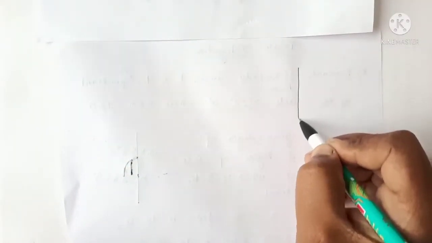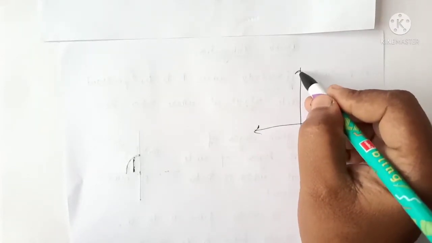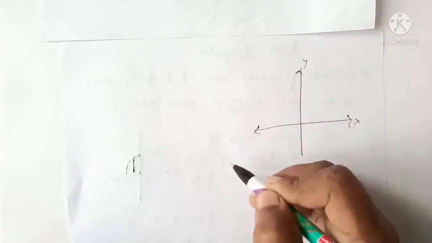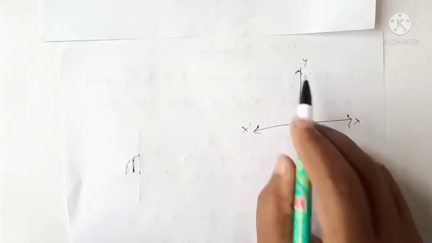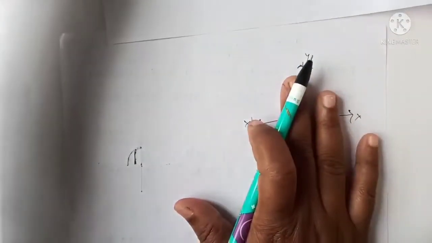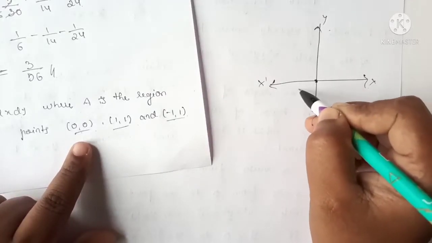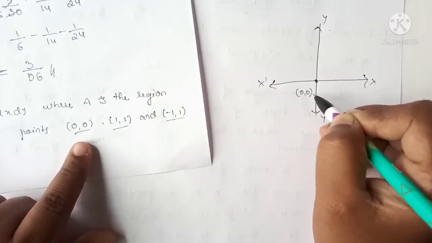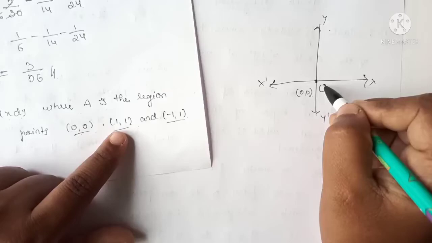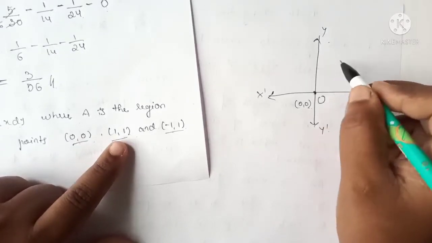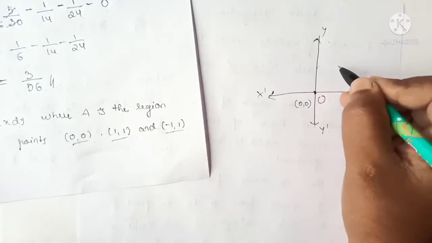See here, first let us draw the x axis, y axis. So this is x dash, y dash. Now the first point represents 0, 0. This means it is the origin, 0, 0. So let us denote it by O. Now the next point is 1, 1. x equals 1, y equals 1 means just roughly it is somewhere here, 1, 1.